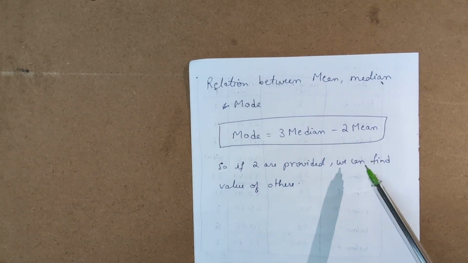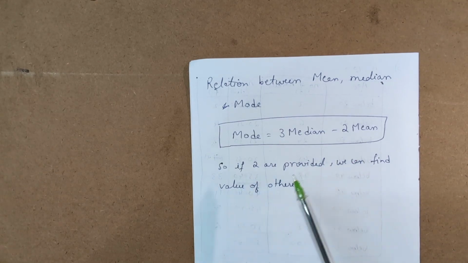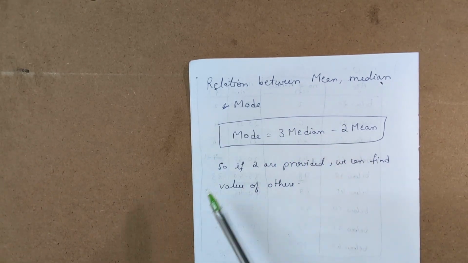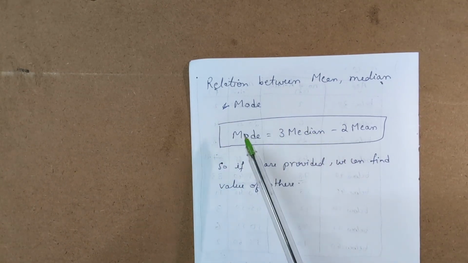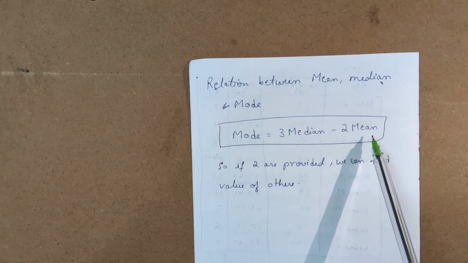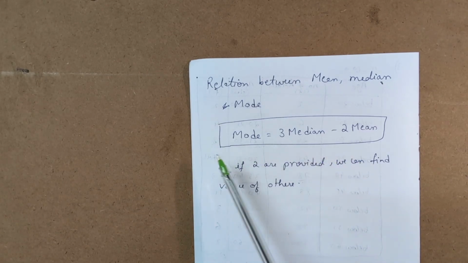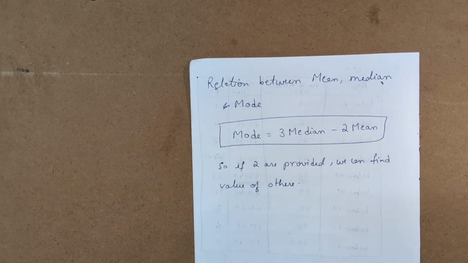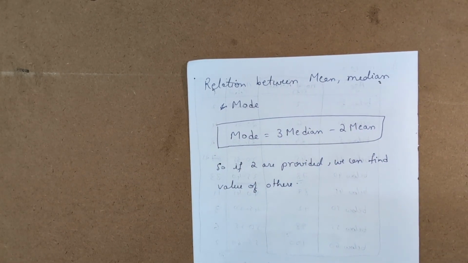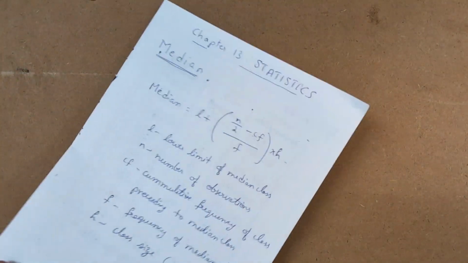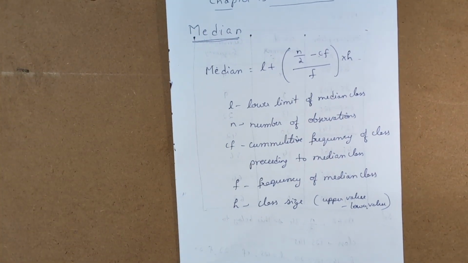This will come mainly in your 2 marks or 3 marks type questions. Like they will provide these two and ask you to find the other value, or they will provide mode and median and ask you the mean. So if any two values are provided and they ask for the other value, then simply use this equation and get the result. Okay, so in this way I conclude chapter 13, that is mean, median and mode.